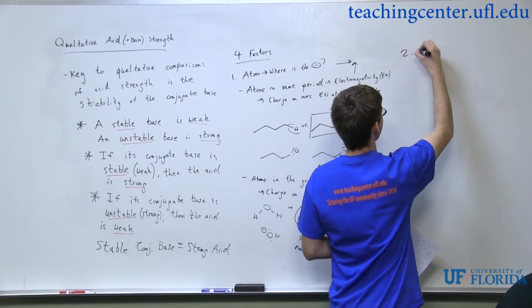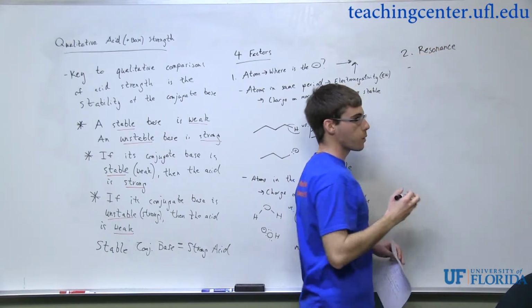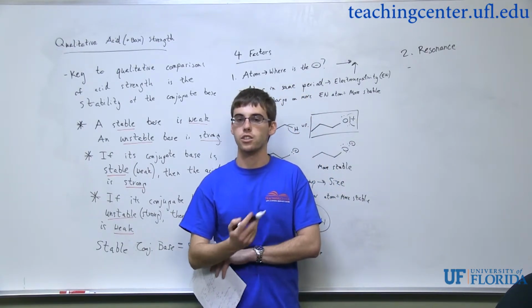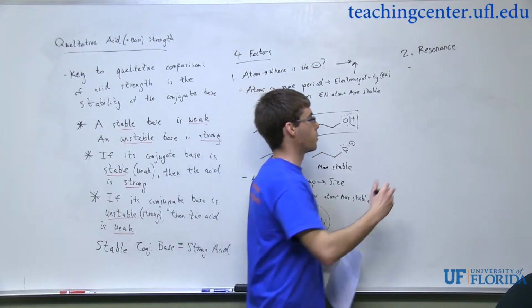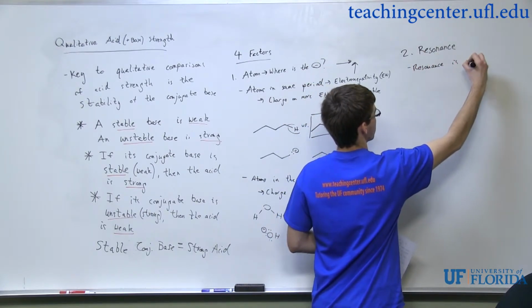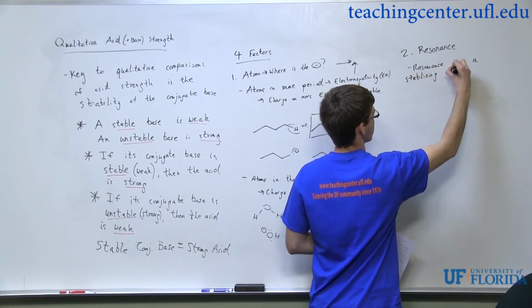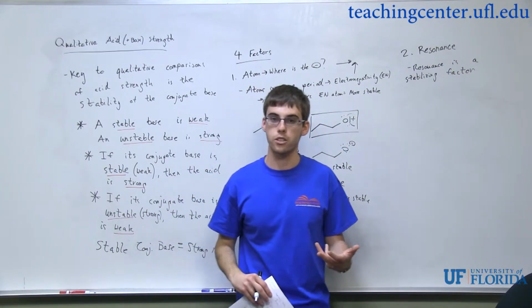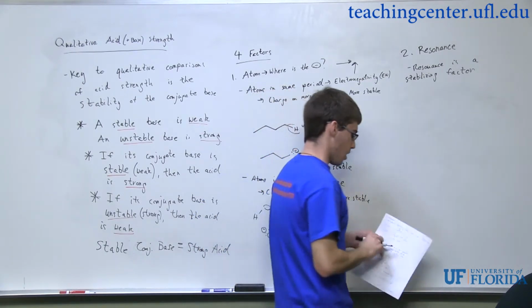So, our second factor is resonance. Remember what I said when I recorded that video about resonance. Resonance is a stabilizing factor, and it's something that you're going to use as an argument all the time. Well, here's a prime example of that. Resonance is a stabilizing factor. So, if you can pick up a conjugate base that has that resonance, then it's going to be more stable than the conjugate base without resonance. So an example of this.